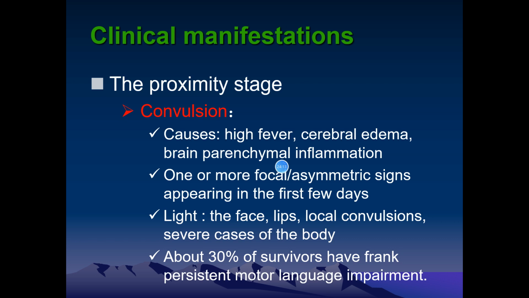Loss of consciousness, decorticate and decerebrate rigidity, and irregular respiration. They may also have upper motor neuron signs, cerebellar signs, and cranial nerve palsies. Paralysis of the upper extremity is more common than that of the legs. About 13% of survivors have frank persistent motor deficit, and about 20% have severe cognitive and language impairment.